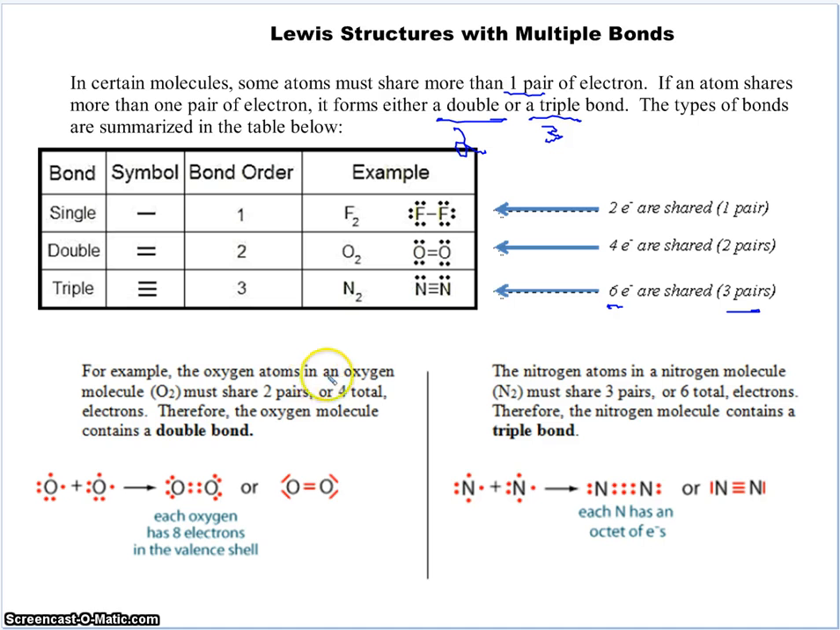So for example, the oxygen atoms in an oxygen molecule must share 2 pairs or 4 total electrons. The oxygen makes a double bond. So each oxygen has to make 2 bonds. There's only one atom to make a bond with, so it makes 2 with the other oxygen. So typically, you would see this like this. But sometimes people join the lone pairs together just because it's quicker. But typically this is how you would see it. And then nitrogen does the same thing, except it has to share 3 pairs. So it looks like this. So triple bond, double bond.